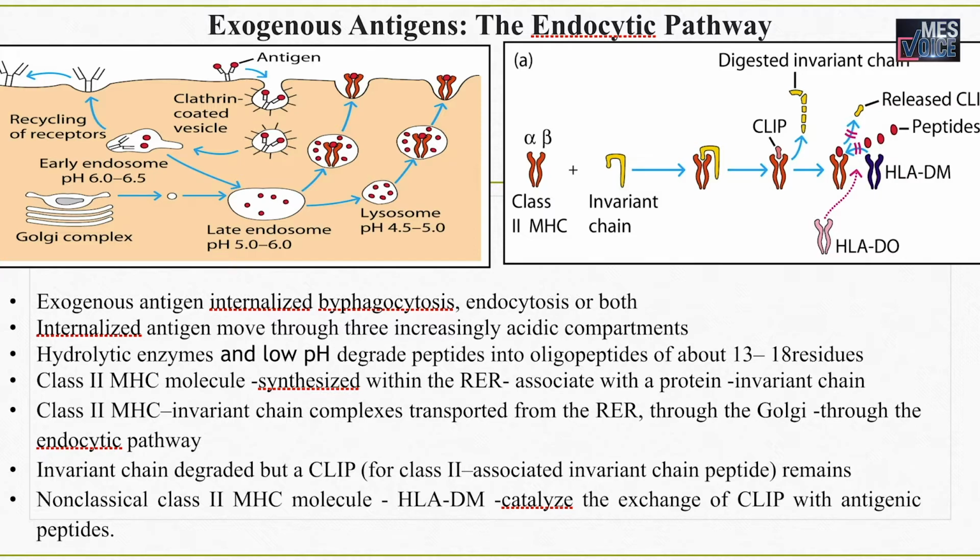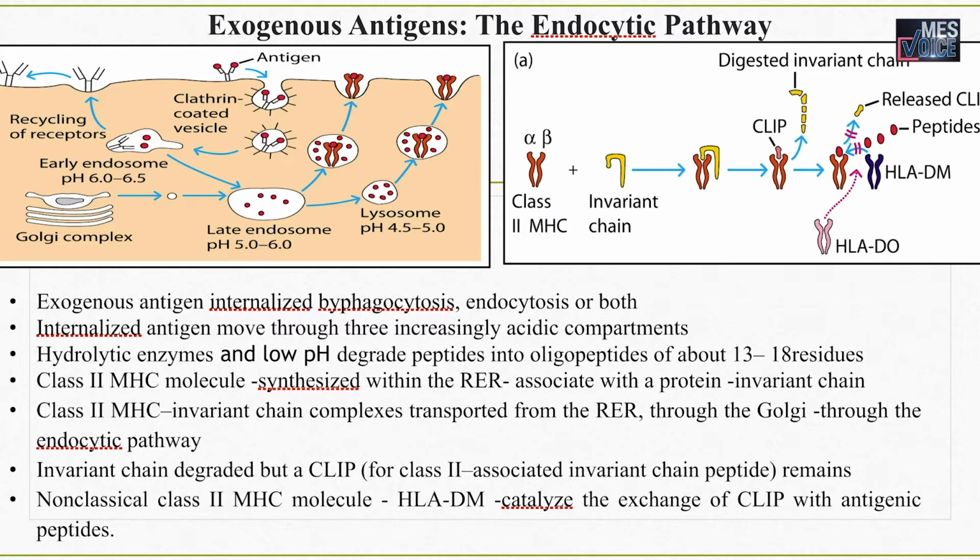So, here the antigens are present outside the antigen presenting cell, and the left diagram shows how these exogenous antigens are taken inside the antigen presenting cell, or how they are engulfed. These exogenous antigens are internalized or engulfed by processes such as phagocytosis, endocytosis, or both. The internalized antigen later will move through increasingly acidic compartments.